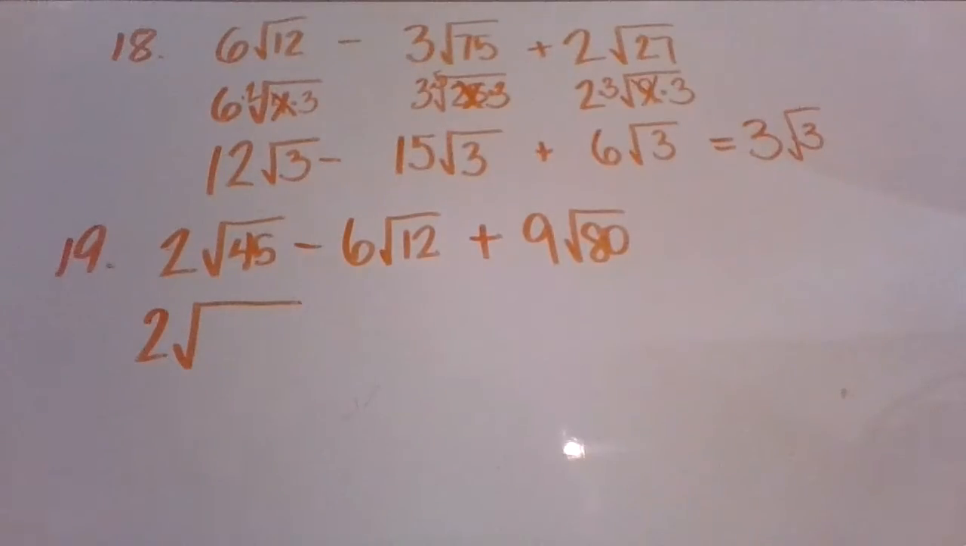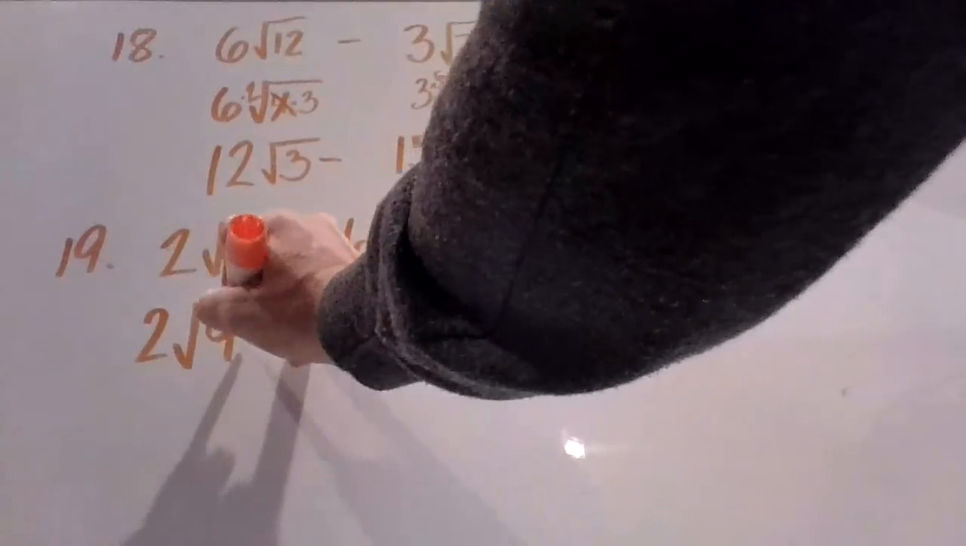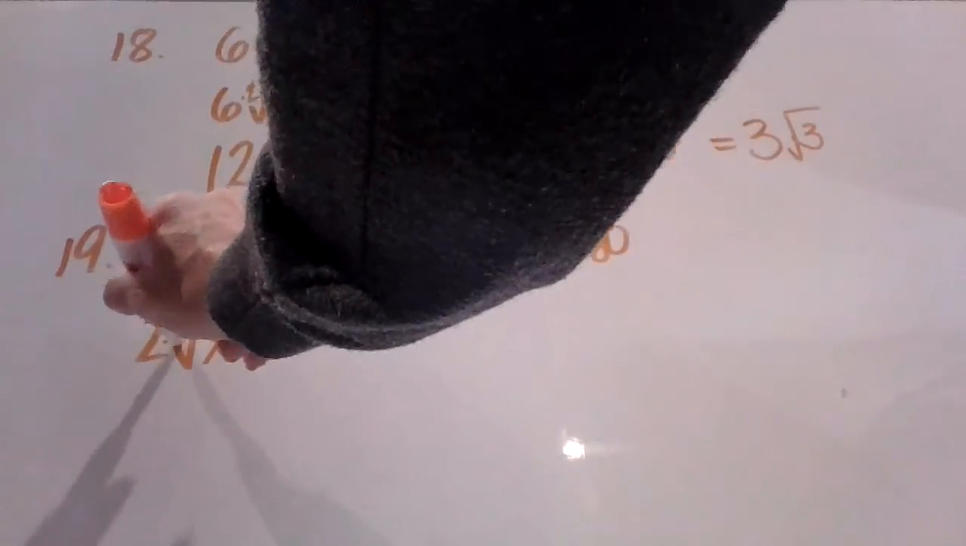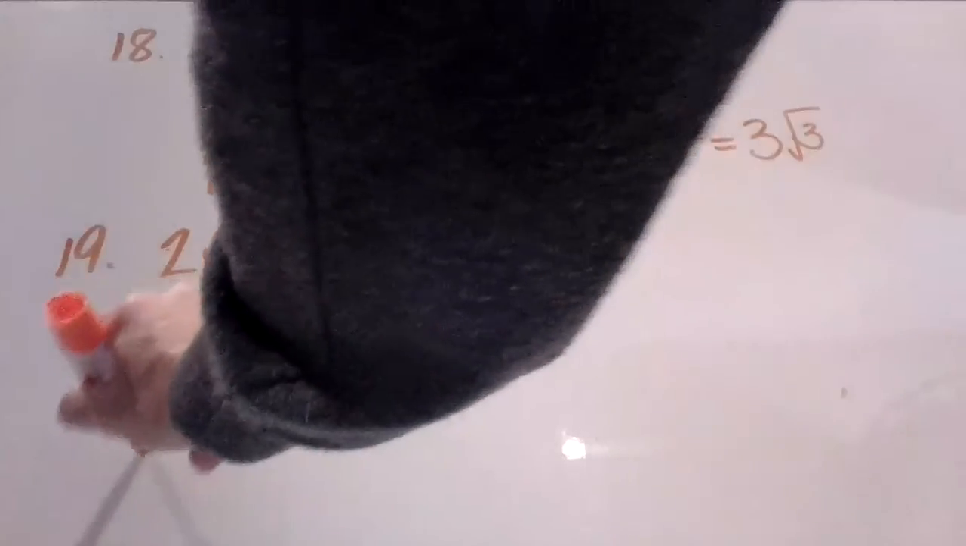So 2 times, I have the square root of 45. I've got to think what times what equals 45, and I know that is 9 and 5. So the square root of 9, I get to mark that off, is 3. So 2 times 3 is 6 square root 5.